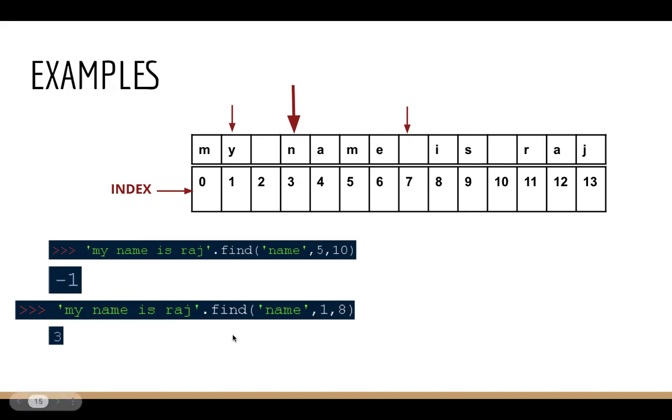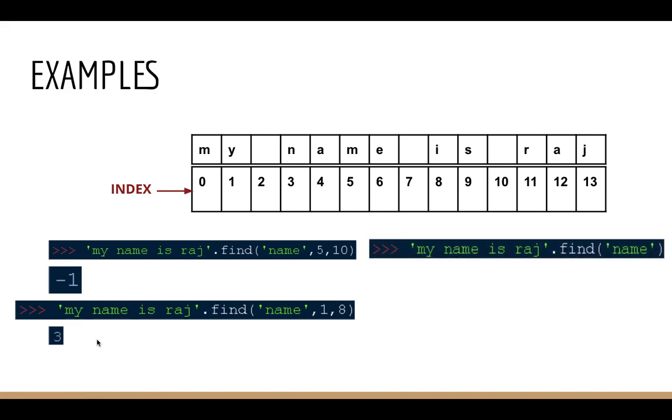I am repeating again, whatever range I give here, within that range it will find whether that particular substring is present or not. If it is present, so is it present in our case? Yes, it is present. It will return the index of the first character of that particular substring. What is the index of the first character of this substring? It is 3. Therefore, 3 is returned as the output.